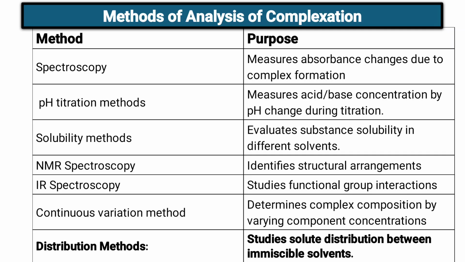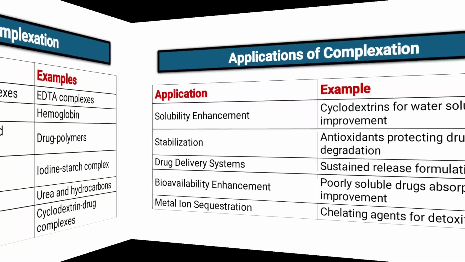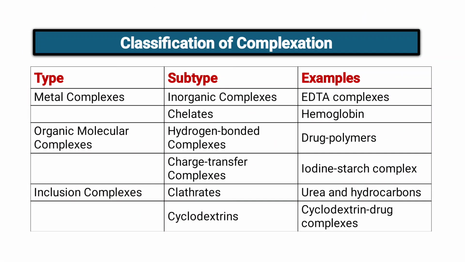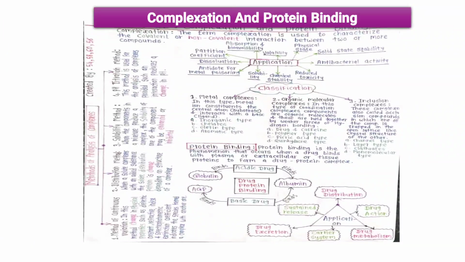Methods of analysis of complexation: method of continuous variation, distribution method, solubility method, and pH titration method. That is the method of analysis of complexes.